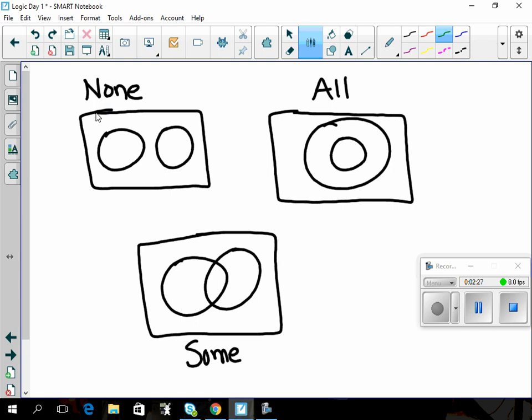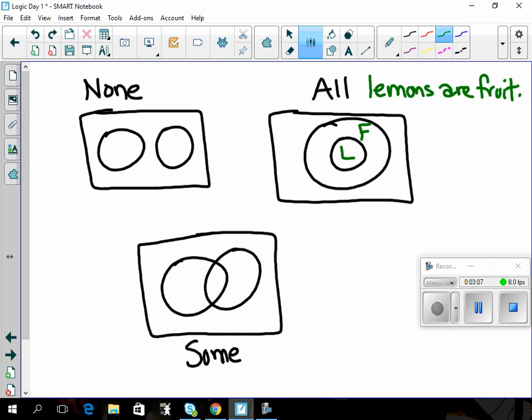So let's use an example. All lemons are fruit. If you agree with that statement, all lemons are fruit. Okay? So how we could translate that to the Venn diagram is we could put lemons on the inside, because all of the lemons should be inside the fruit. Does that make sense? Okay?